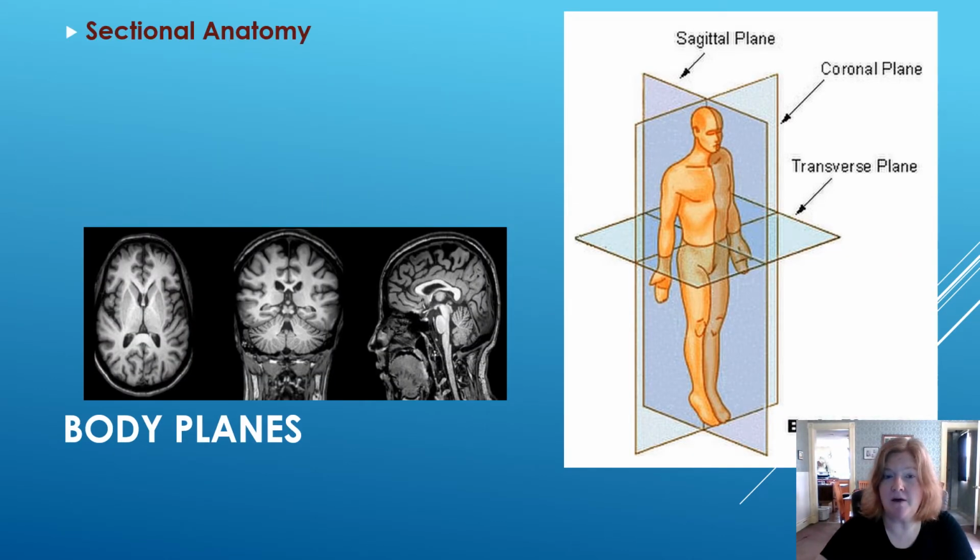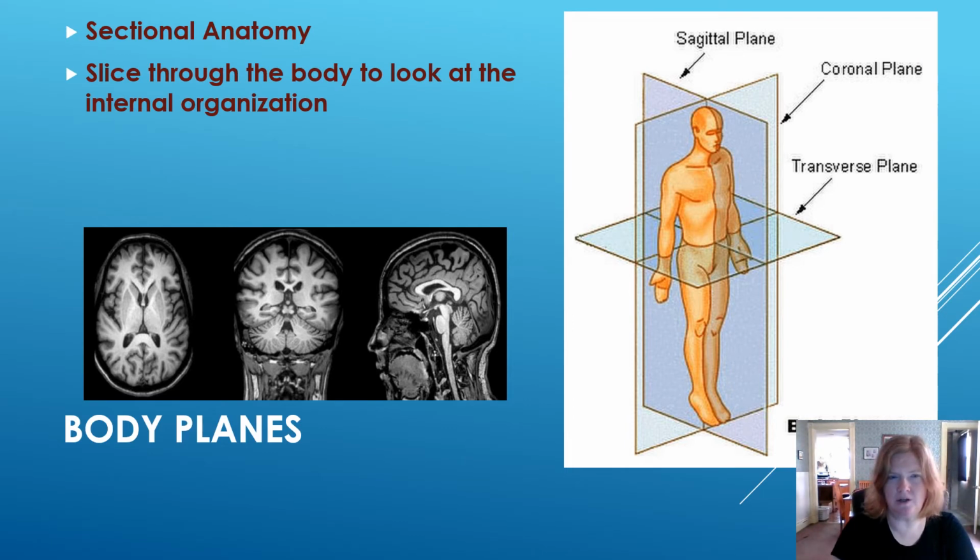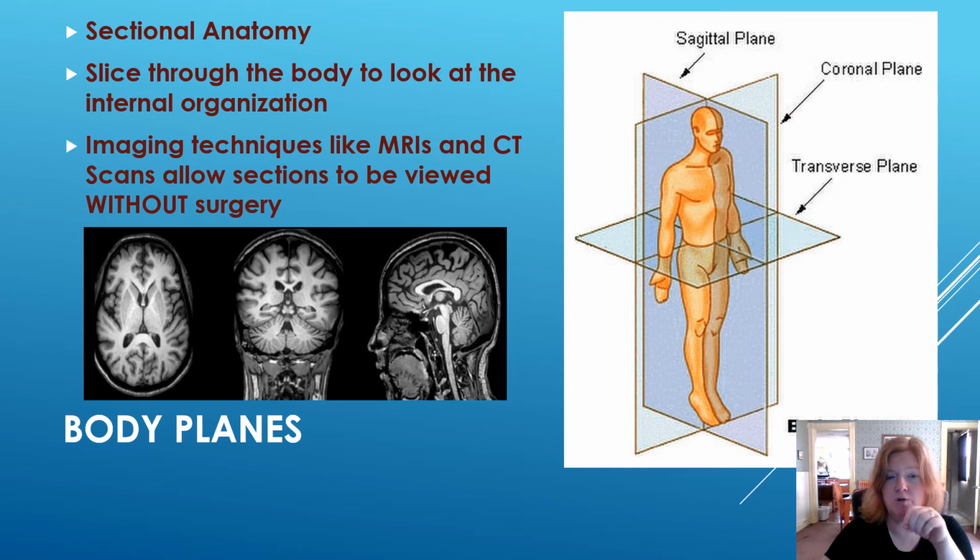Now we're going to talk about some other body planes, and this has to do with sectional anatomy. So we're imagining slices through the body to look at internal organization. Now we're not really physically slicing the body normally. We're usually using imaging techniques like MRIs and CT scans that will allow sections to be viewed without surgery. So I don't have to cut down the midline of your body to see what it looks like inside. I can use a CT or an MRI scan to do just that. But there are different ways that the organs and parts of your body can be sliced in these planes.